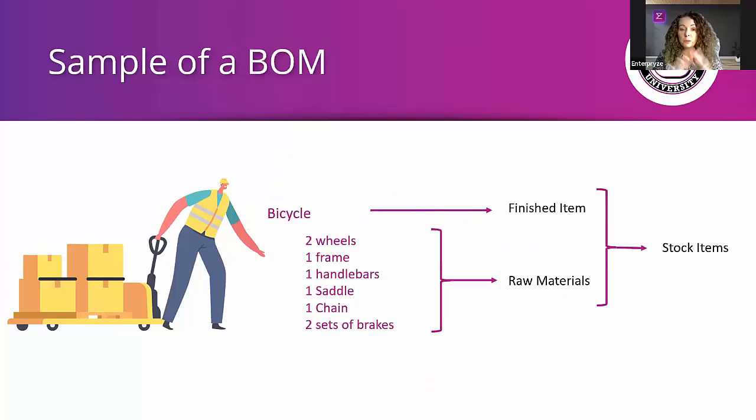And obviously, I just want to give you an idea, just to plant the seed in your head. This is just a sample of a very simple BOM, just to show you how it's handled within the system. So we've taken a bicycle here. This is our finished item, but it's made up of a certain amount of raw materials. You can see here 2 wheels, 1 frame, 1 handlebars, 1 saddle, 1 chain, 2 sets of brakes.